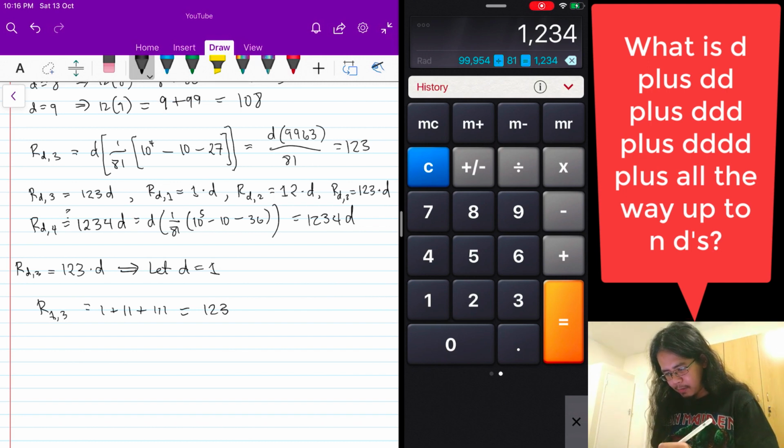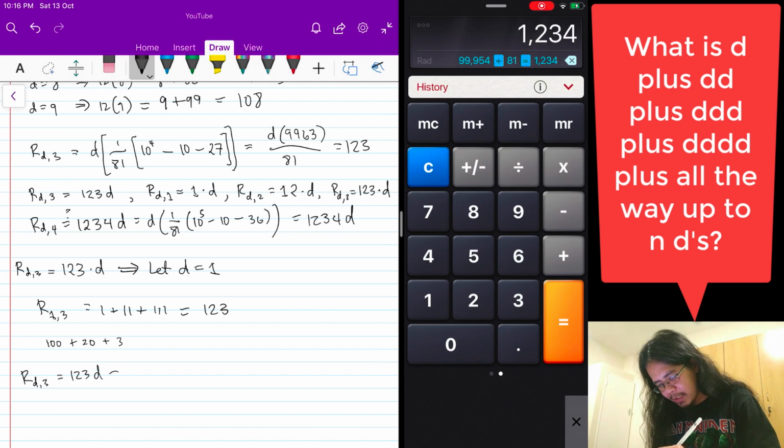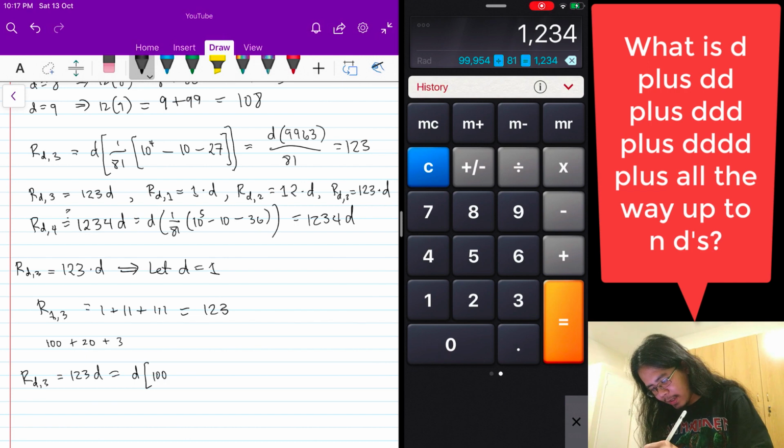But why does it do that? It does that because 123 is of course 100 plus 20 plus 3. I know why. In general, when you have R_D(3) equals 1, 2, 3 times D, that's just equal to D multiplied by 100 plus 20, which is 2 times 10, plus 3.